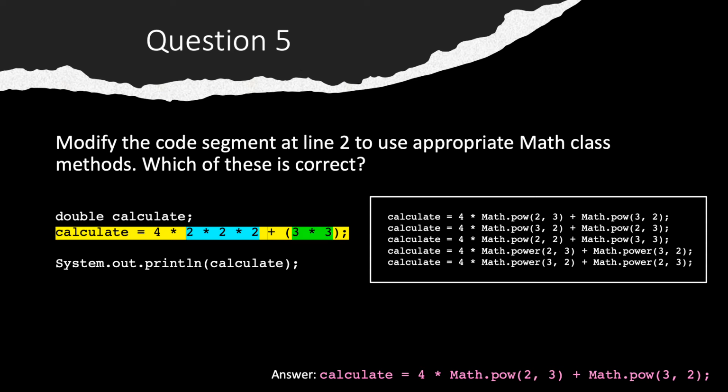Similarly, for 3 times 3, that is 3 to the power of 2, we will write it as maths.pow 3, 2. The complete answer for this question is calculate equal to 4 times maths.pow 2, 3 plus maths.pow 3, 2.